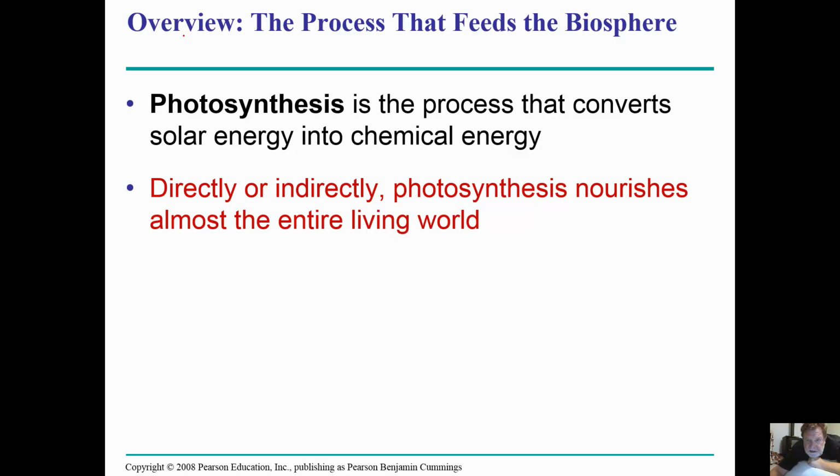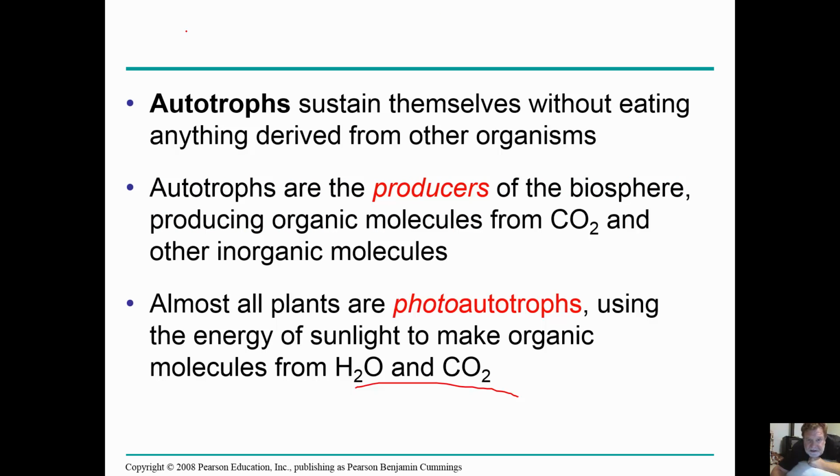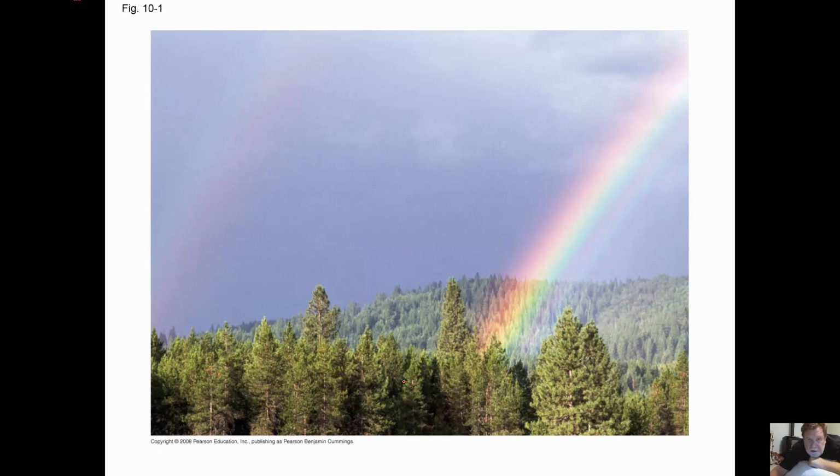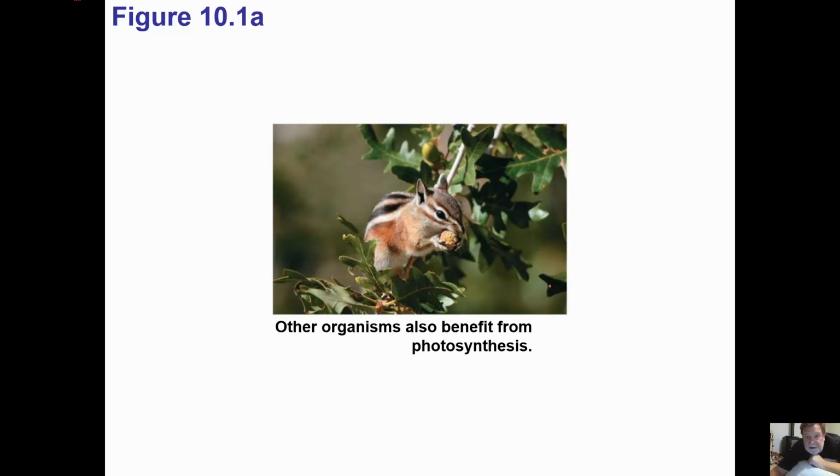Photosynthesis, which is over there. Basically what we're looking at is photosynthesis, the process that converts solar energy to chemical energy. And this affects almost all things in the world. Again, these are organisms that we call autotrophs, and they are the producers of our biosphere. Again, they make all these organic molecules out of basically water and carbon dioxide, and that's very important. We'll be talking about how that happens.